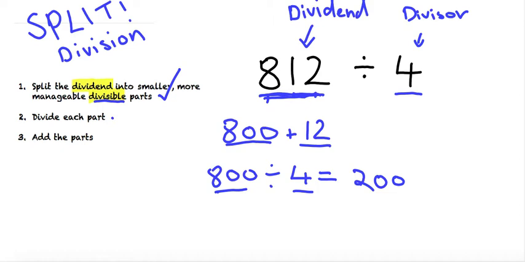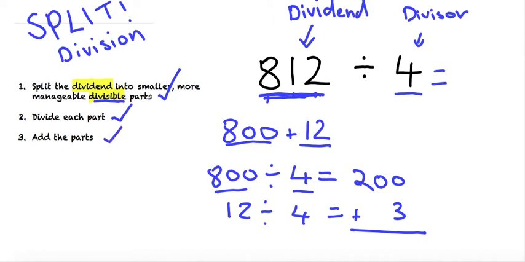Good. Well, let's do 12 divided by 4. 12 divided by 4, well, that's easy. That's 3. So now I've completed step 2, divide each part. Now, step 3, add the parts. 200 plus 3 is 203. 203. And there we go. We've used the split strategy to divide 812 by 4.